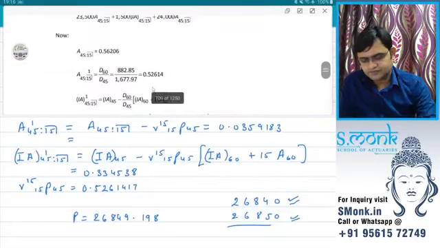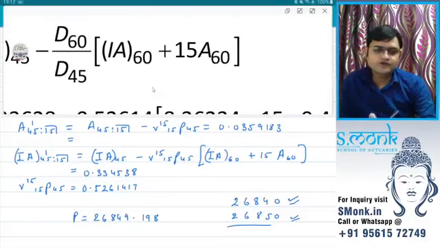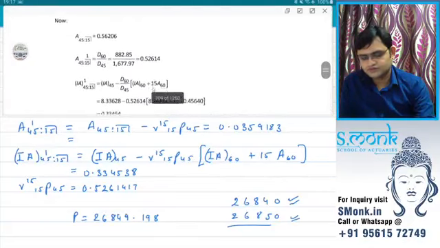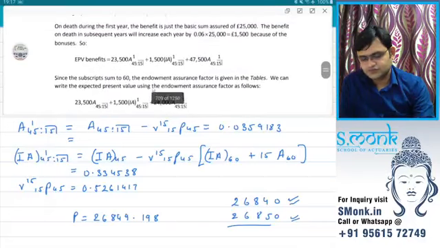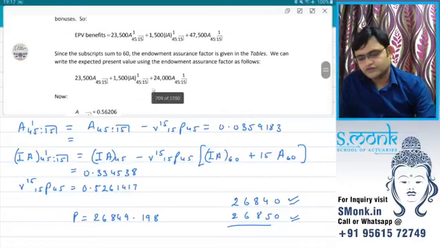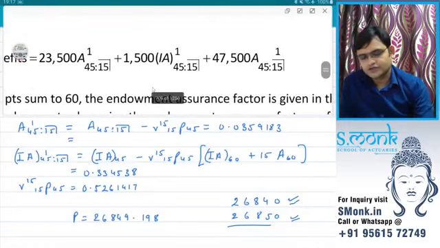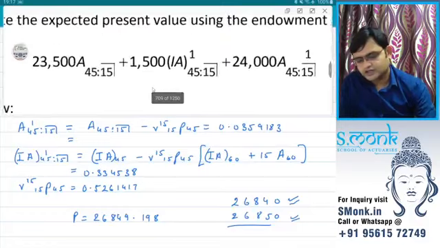Okay. See, they also use D60 by D45 just because it is easier for calculation purposes. Don't get confused. Many times what they see, this is the exact equation that we made, right? Instead of writing pure endowment, we wrote V raised to n nPx. Now sometimes they write it in this manner also.